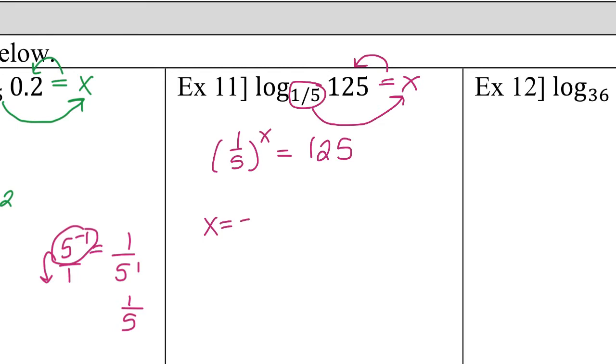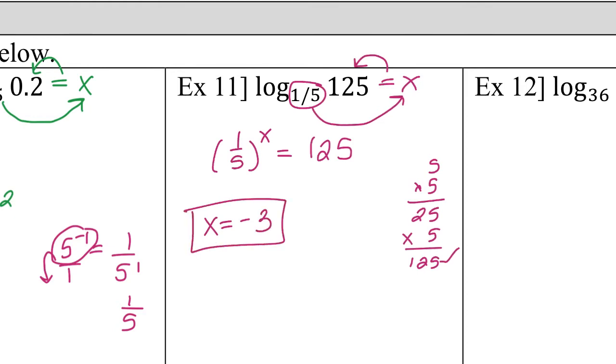Now 5 to the what power is going to give me 125? So I'm going to start doing some either mental math or actual calculations. 5 times 5 gives me 25, so that's the second power. If I multiply by 5 again, I get 125. So that's what I needed. So the power is going to be a 3. So the negative is what flipped the fraction, got my 5 out of the denominator. Then the 3 is what gave me 125.